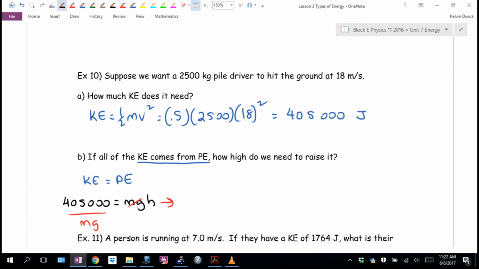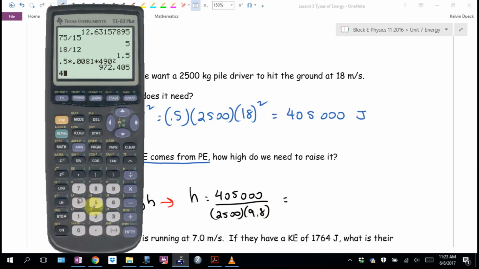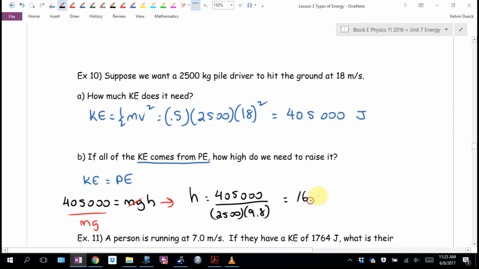Oh, also you'll notice if the pile driver is heavier, I don't need to raise it as high, which makes sense. If the pile driver was lighter, I'd have to raise it higher to get the same oomph, which again, in hindsight, I think Lyndon kind of makes sense, but here's the explanation of the physics of why. H is going to be 405,000 divided by 2,500 times 9.8. You get 16.5 and some decimals, but 16.5 meters.